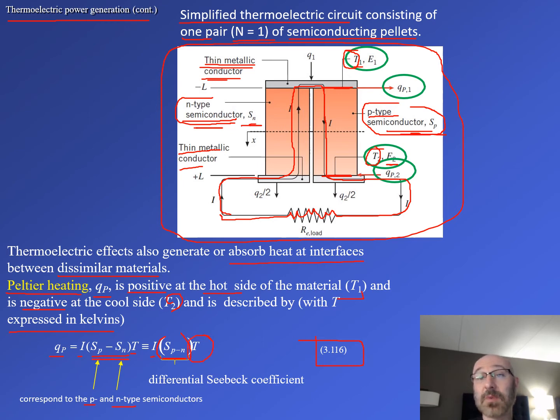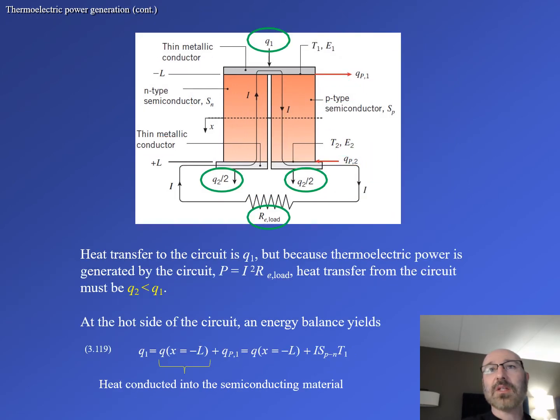And again, this corresponds to equation 3.116 in our textbook. So now let's talk about Q1 right here. Heat transfer to the circuit is this Q1, but because thermoelectric power is generated by the circuit from this relationship, we've seen from EE classes that P is equal to I squared R, where R is our load, our heat transfer from the circuit must be that Q2 is less than our Q1 value. So we can go back up to our diagram.